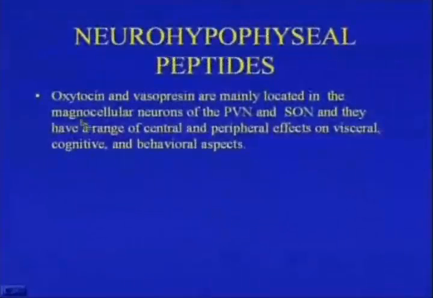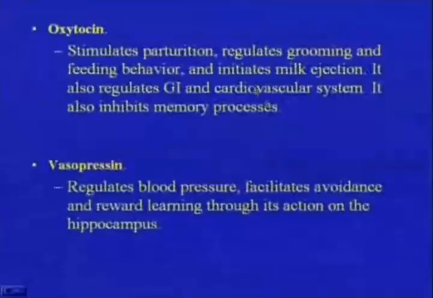And then the neurohypophyseal peptides, oxytocin and vasopressin, are mainly located in the magnocellular neurons, as we know, of the PVN and SON, respectively. And they have a range of central and peripheral effects on visceral, cognitive, and behavioral aspects. So we're just going through all these specific examples, again reinforcing that general concept that we took in at the very beginning, that we want a coordinated response to external and internal environmental changes such that it is appropriate to the environmental change.